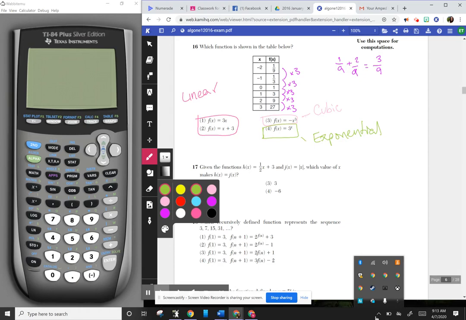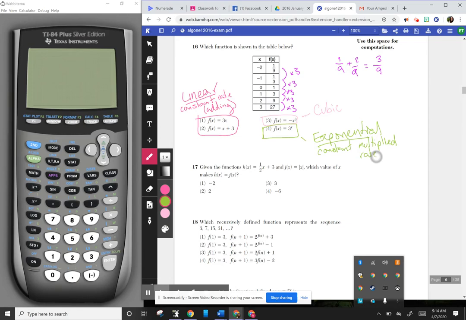And we know it's not linear because if it was linear, it would have a constant rate when we're adding. Here we do not have a constant rate when we are adding. Instead, we have a constant multiplied rate. And that's this times 3. So times 3, times 3, times 3. So this is actually going to be exponential.